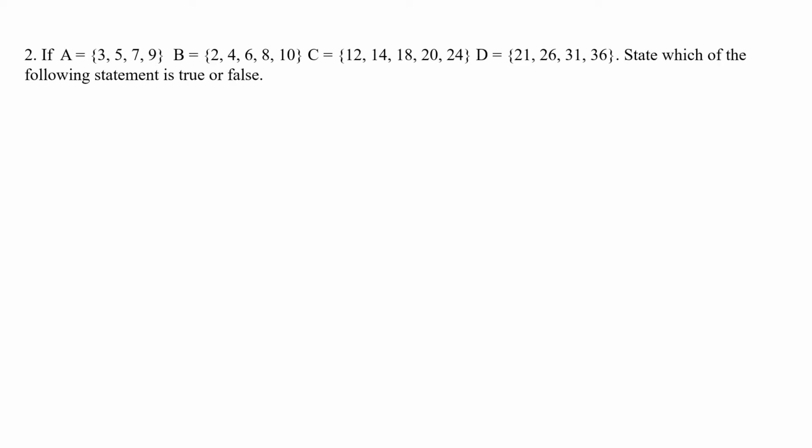What is given? Set A has elements 3, 5, 7, 9 and set B contains elements 2, 4, 6, 8, 10. Set C contains 12, 14, 18, 20, 24 and set D contains elements 21, 26, 31, 36. State which of the following statements are true or false. Now the first statement is 13 belongs to C. Can you see 13 in set C? No. So the answer is false.